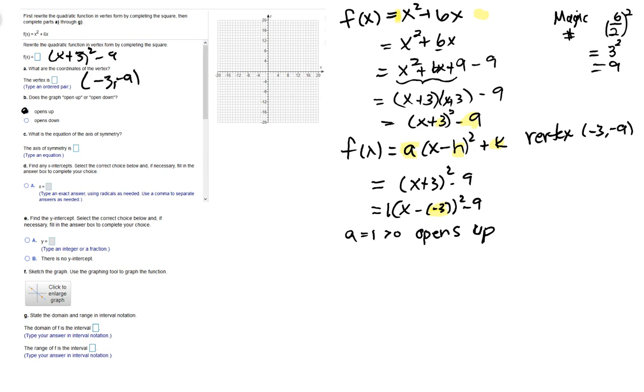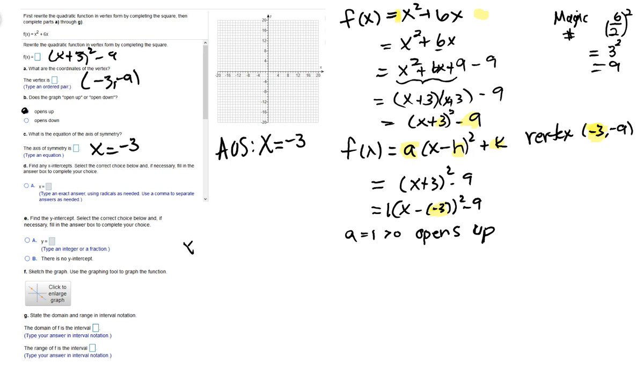What is the axis of symmetry? So for the axis of symmetry, it's going to be a vertical line. And the vertical line always passes through the vertex, so that's going to be x equals -3 for the axis of symmetry. So because it passes through the vertex, we're going to use the x-coordinate of our vertex for the axis of symmetry. The next part says to find any x-intercepts.